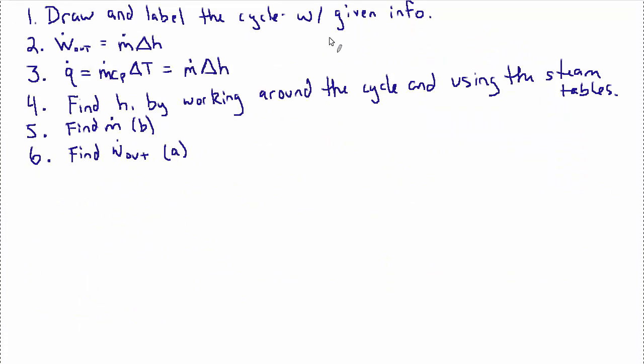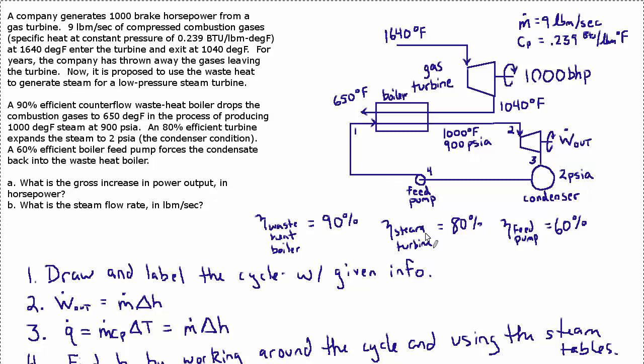So we got the labeled diagram. We're going to start by writing this equation in number 2. So, with a little tweak when I actually write it, we're going to say W dot out for the steam turbine cycle. I'll refer to that as the secondary cycle because it's harnessing heat from the first cycle, is M dot delta H. But I'm also going to write the efficiency in there because we know the efficiency for the steam turbine is only 80%.